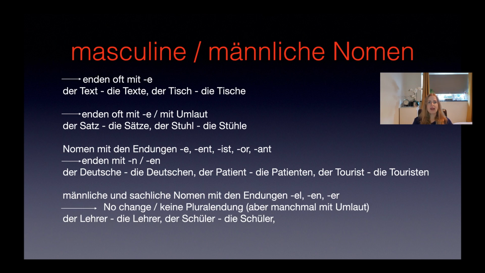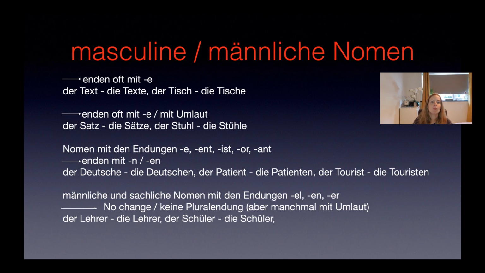And if a noun ends with or, ant, ist, ent, or e, they will simply put an n or en in the back. For example, der Deutsche, die Deutschen, German people. Der Patient, die Patienten. Der Tourist, die Touristen, the tourists.